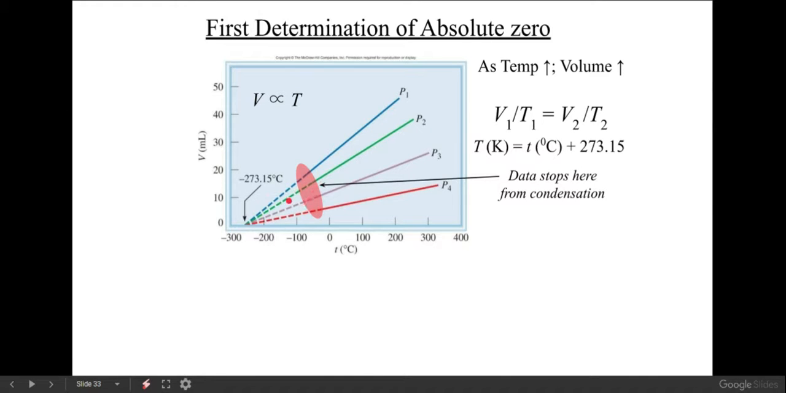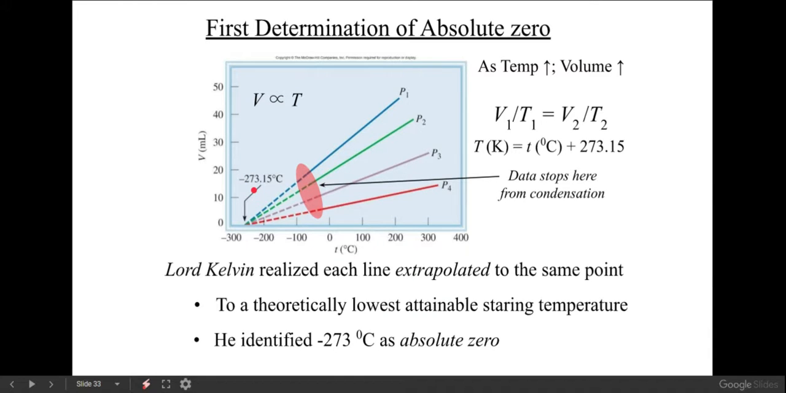So what this is showing is extrapolation. Take the slope of the line and continue it on. What they found was they all tend to converge to a single point. Where they would predict the gas would have zero volume, it all happened to fall right at negative 273 degrees Celsius. And this is where Lord Kelvin theorized this point of absolute zero, negative 270.